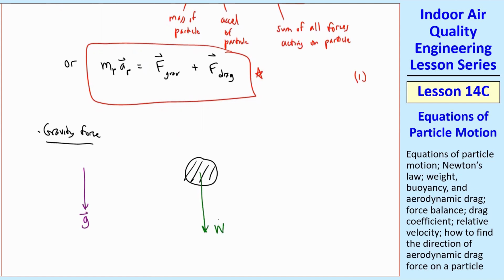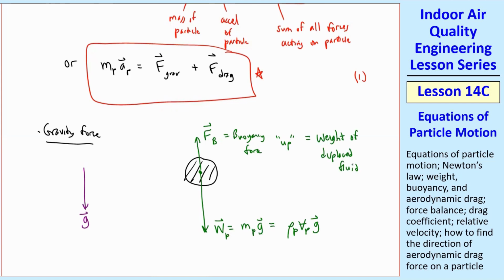There will be a weight on this particle due to gravity. The weight on the particle is the mass of the particle times g vector. And since mass is density times volume, this is rho p, volume of the particle times g. But there's also a buoyancy force, Fb, which is acting up, opposite the direction of gravity. And the buoyancy force is equal to the weight of the displaced fluid. So the particle displaces some of the air, and the weight of that displaced air is equal to the buoyancy force.